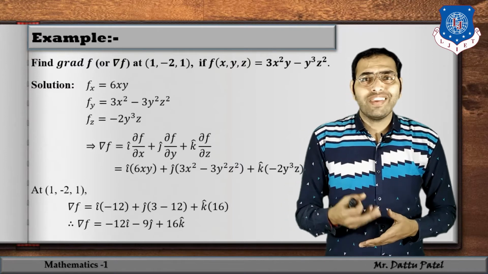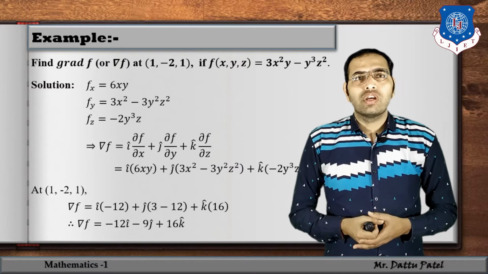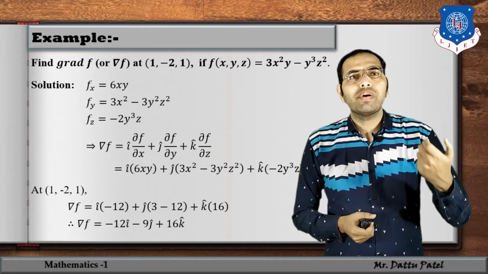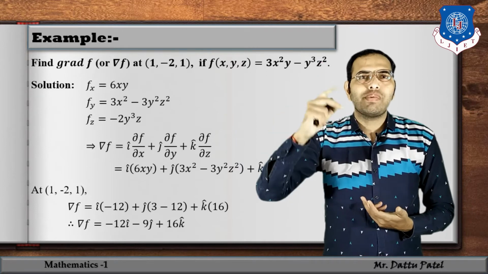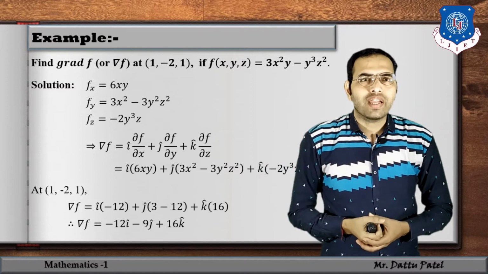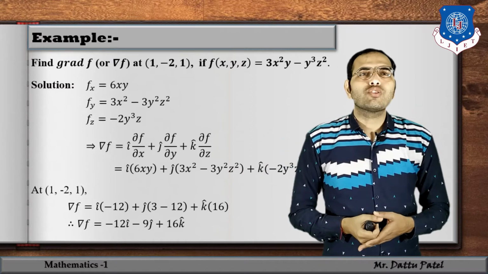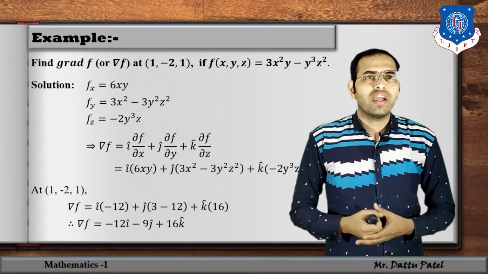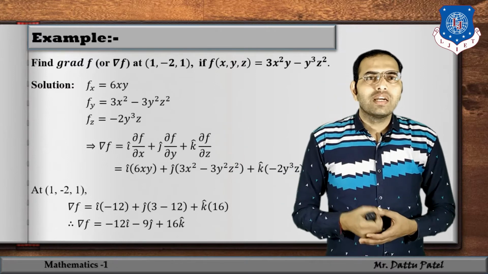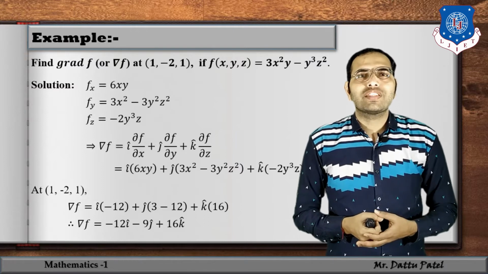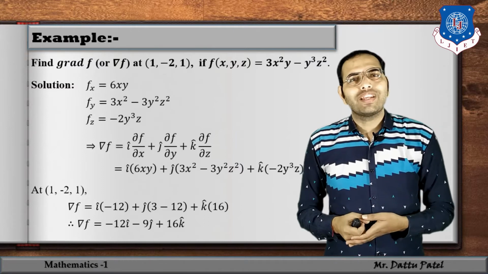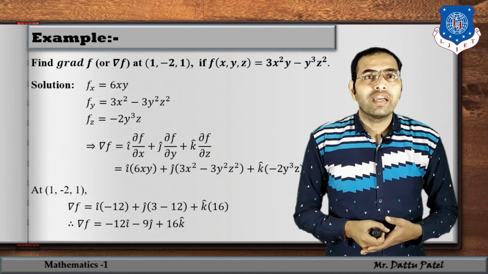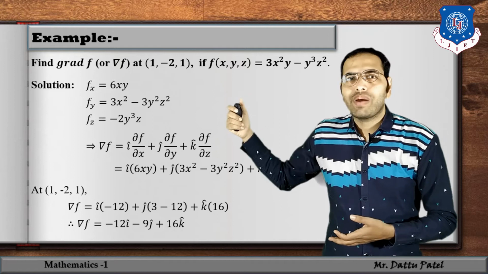Now we have to find grad f or nabla f, that is our gradient, equal to i cap del f by del x plus j cap del f by del y plus k cap del f by del z. Now substituting the values of fx, fy and fz in this equation, we get i cap 6xy plus j cap (3x square minus 3y square z square) plus k cap (minus 2y cube z). Now we have to find it at the point (1, -1, 1).